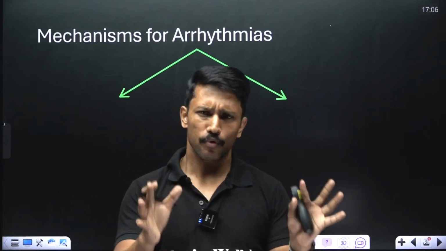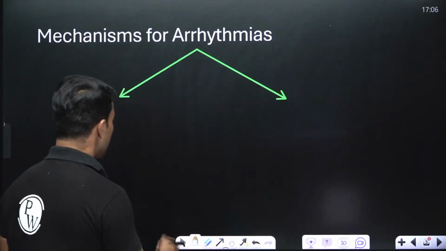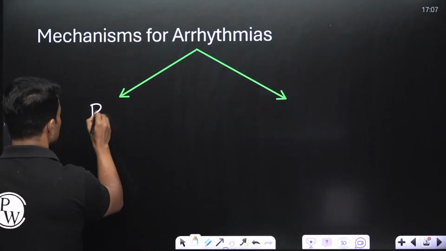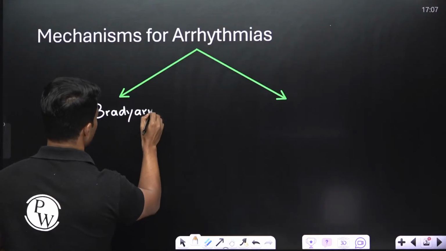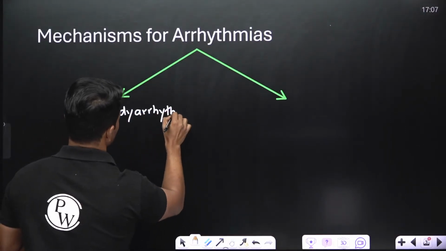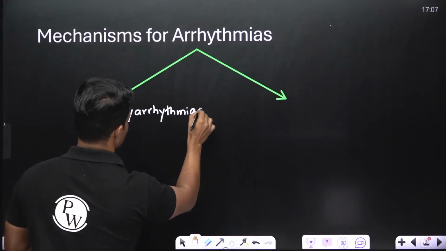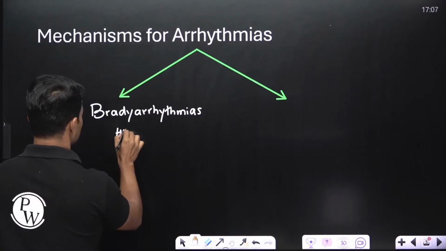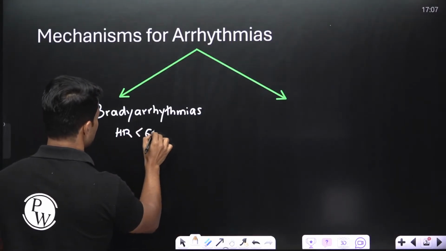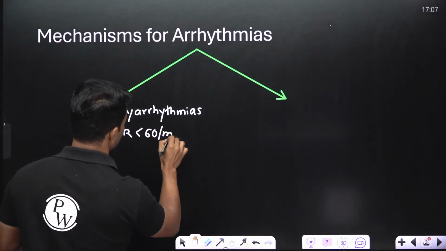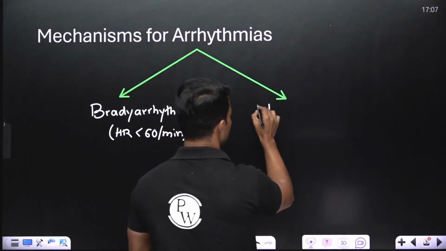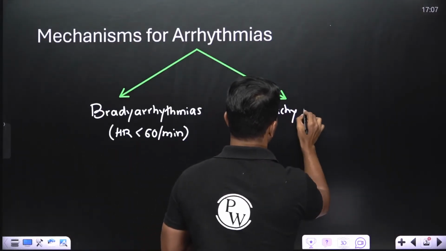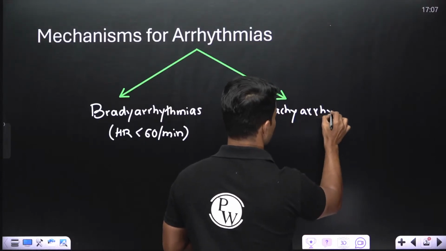Okay. Broadly, arrhythmias can be classified based on the rate as bradyarrhythmias when heart rate is less than 60, and when I have deviation from sinus rhythm with heart rate more than 100, we will call them tachyarrhythmias. Tachyarrhythmias when heart rate is more than 100. Okay.